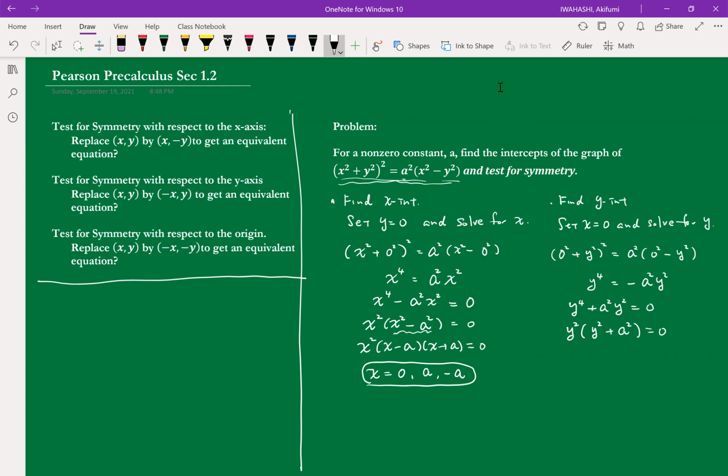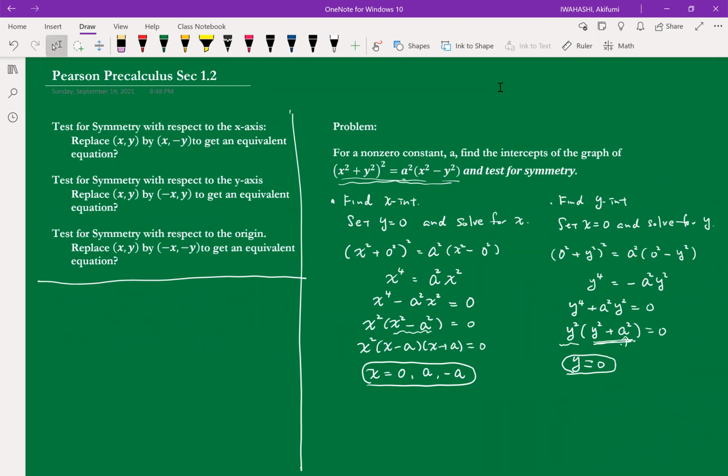So the real solution would be only from here, which is y equal to 0. Since a is positive, a squared is positive, so this factor has no real solution. So the only real solution is y equal to 0, and that's going to be the y-intercept.